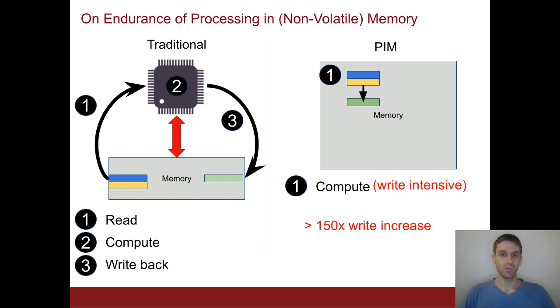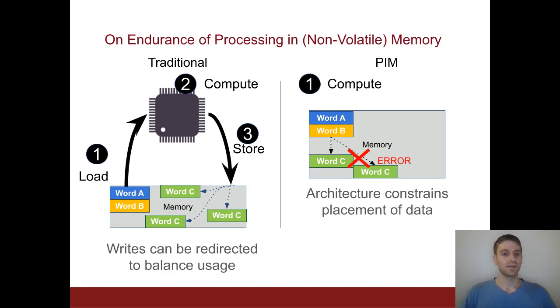For example, a 32-bit multiplication has 150 times more writes in a processing in memory architecture. Additionally, since we're doing the computation in memory, we can't use methods like write cancellation to improve the lifetime. Secondly, processing in memory makes load balancing a lot harder.